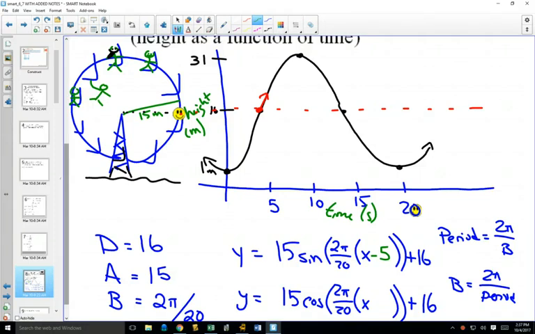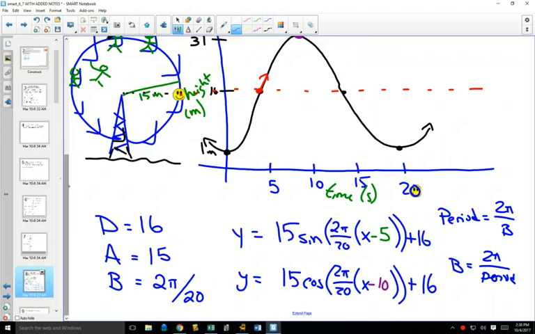Where does a cos graph start? At the top. So cos graph starts at a maximum. That's here. That's 10 seconds to the right. So we could go minus 10. In this graph in particular, probably the most preferred equation of all of them would be this one.